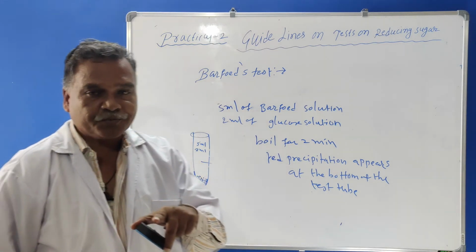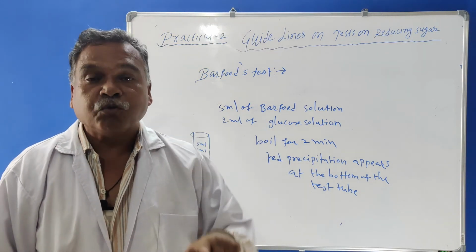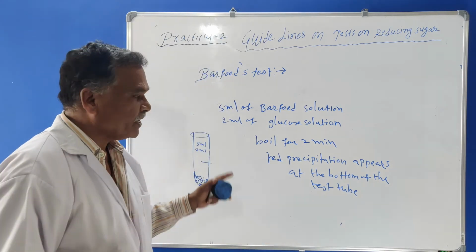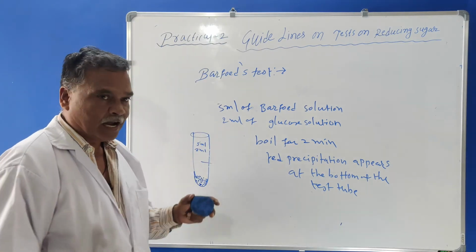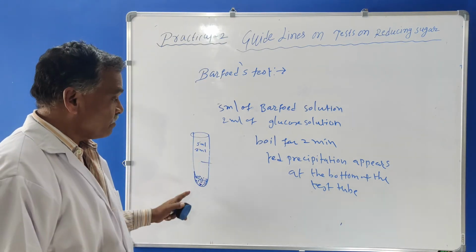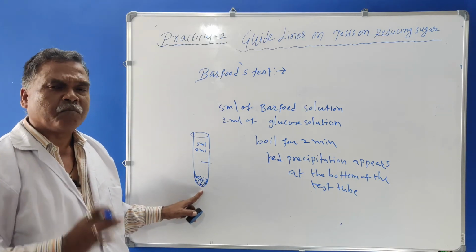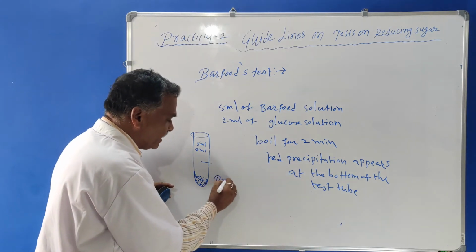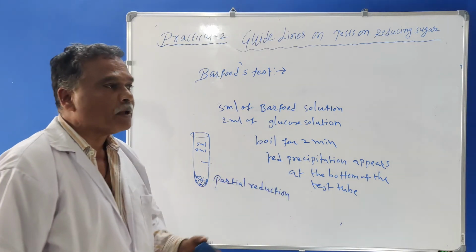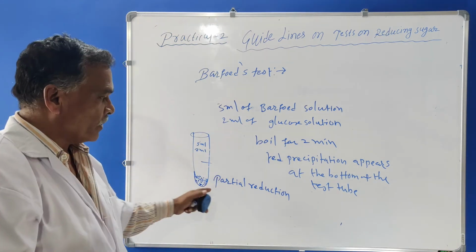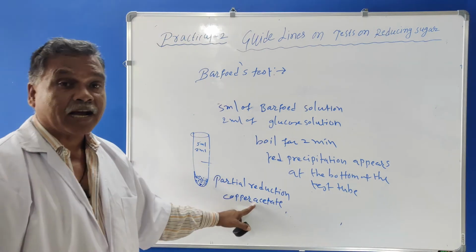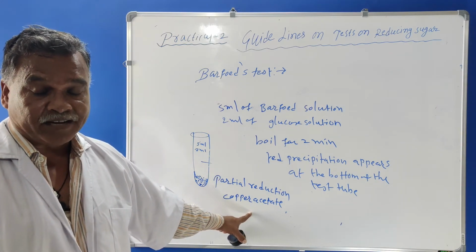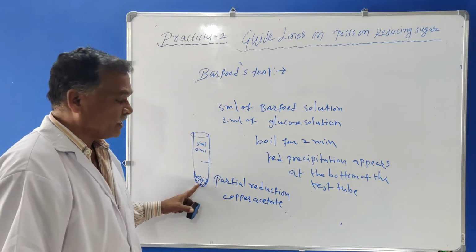See here, there is a difference between the partial reduction and full reduction. Up to now we have seen that full precipitation is seen in the case of Fehling's test and Benedict's test. But here the partial reduction takes place at the bottom of the test tube only. And this partial reduction is due to copper acetate. In acid medium, glucose is reduced. Therefore, the partial reduction will be there.